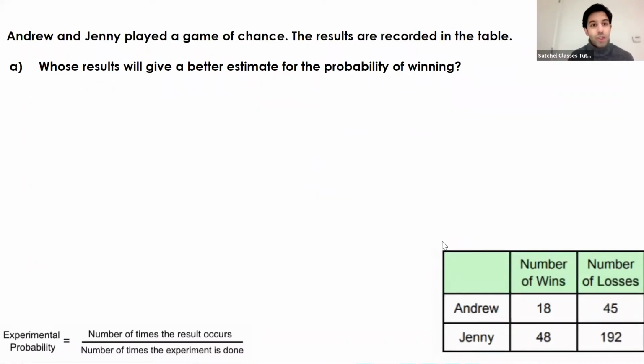So over here it says, Andrew and Jenny played a game of chance. The results are recorded in the table. Whose results will give a better estimate for the probability of winning? Again, this goes back to the idea that the more we repeat an experiment, the more reliable the results will be. So Andrew has played the game a total of 63 times, whereas Jenny has played the game a total of 140 times. So actually, Jenny's results will give a better estimate because she's repeated the game more times.